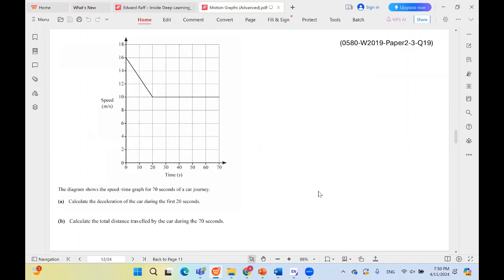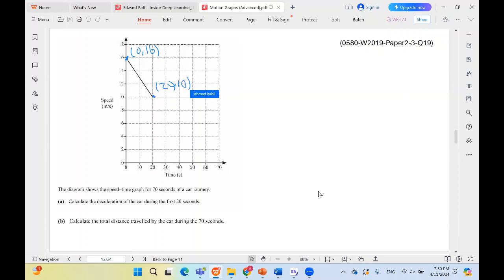The diagram shows the speed time graph for 70 seconds of a car journey. Calculate the deceleration during the first 20 seconds. So during the first 20 seconds, the deceleration lies between these 2 points. We have here 0 and 16. We have here 20 and 10.